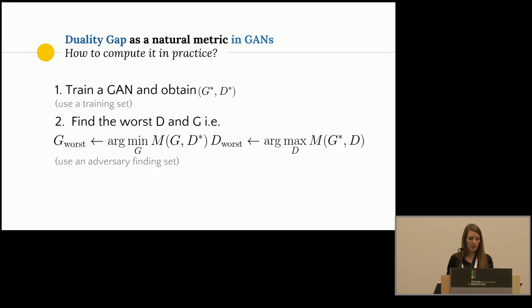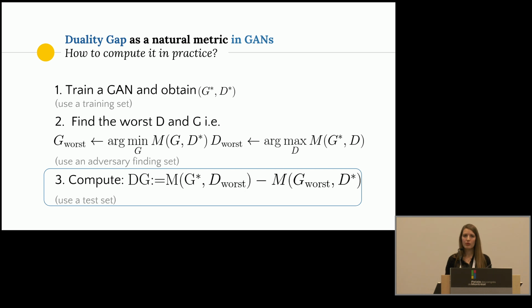For the second step, we find the most powerful generator and discriminator against this fixed G and D, which we call G worst and D worst. For this, we use a second training set called the adversary finding set. Finally, we plug this most adversarial generator and discriminator, and the fixed generator and discriminator, into the value function of GANs and compute the duality gap. In order to obtain an unbiased estimate, for this we use a third set, which is called a test set.